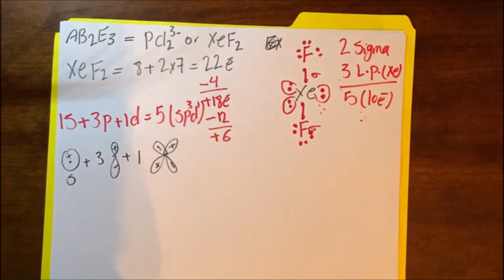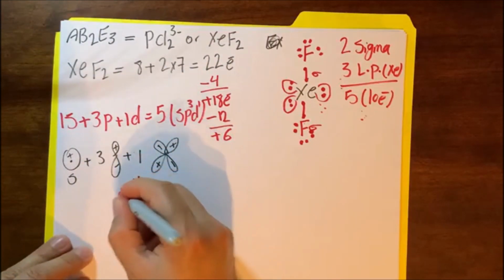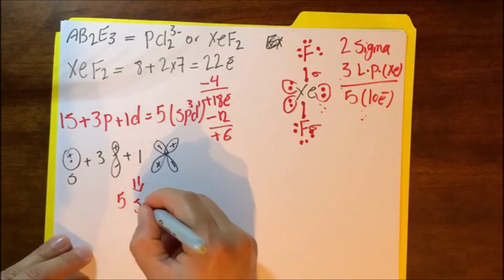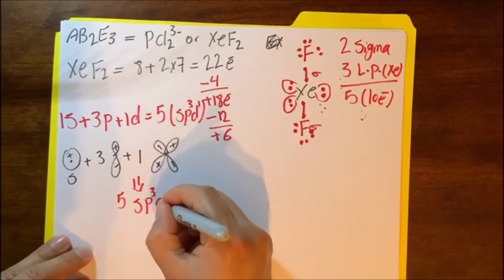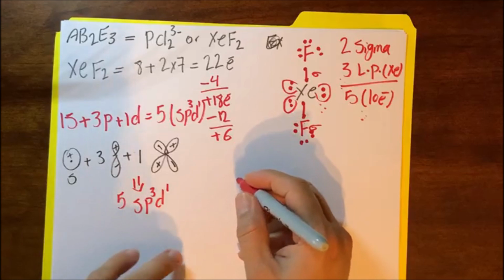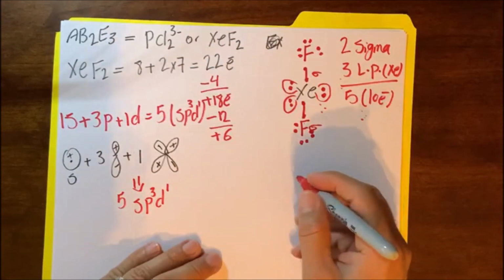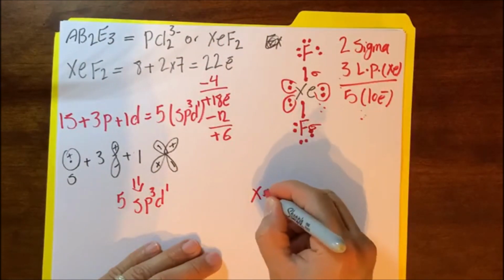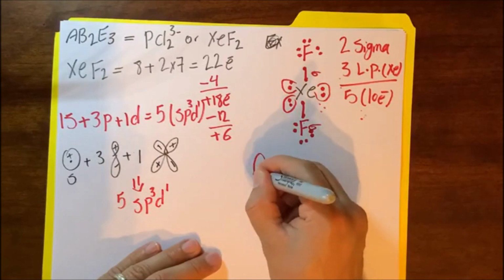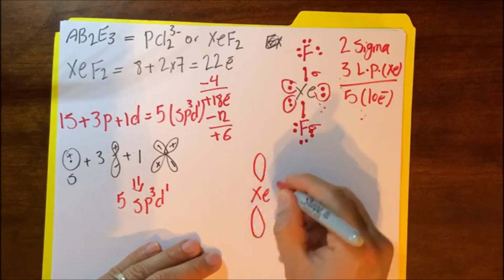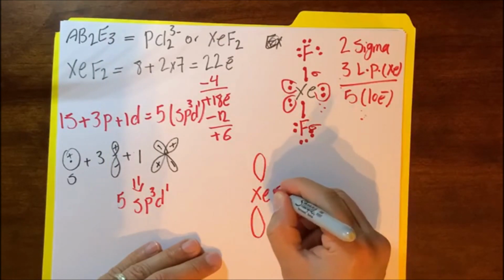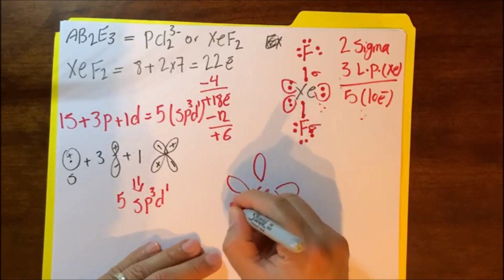And we get 5, sp3d1. The central atom is xenon. 1, 2, 3, 4, 5.